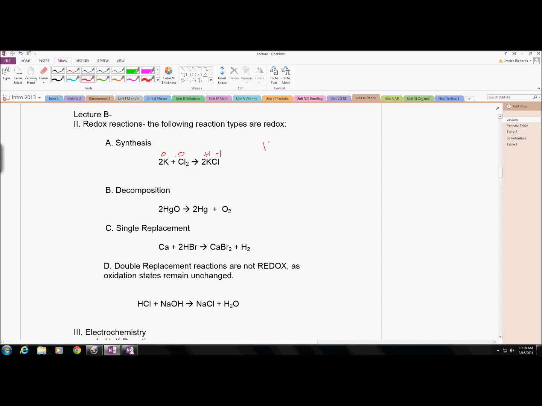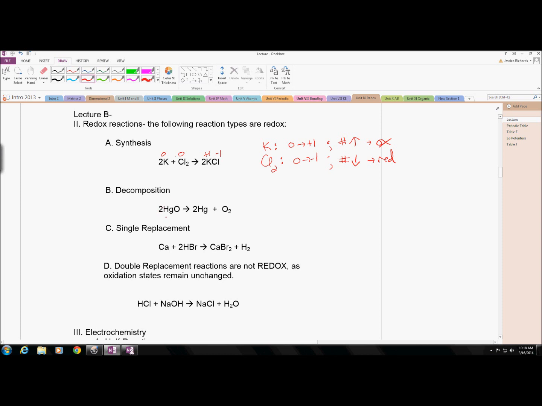If we look at this, potassium is going from an oxidation number of 0 to +1. So his oxidation number is going up. If it goes up, that is oxidation. Chlorine's number goes from 0 to -1. His number is going down. Down is reduction. Oxidation is loss. Reduction is a gain of electrons. The numbers go up or down. This is redox.